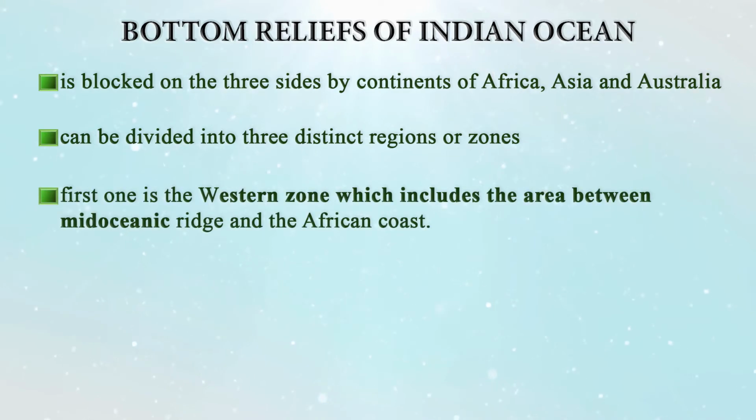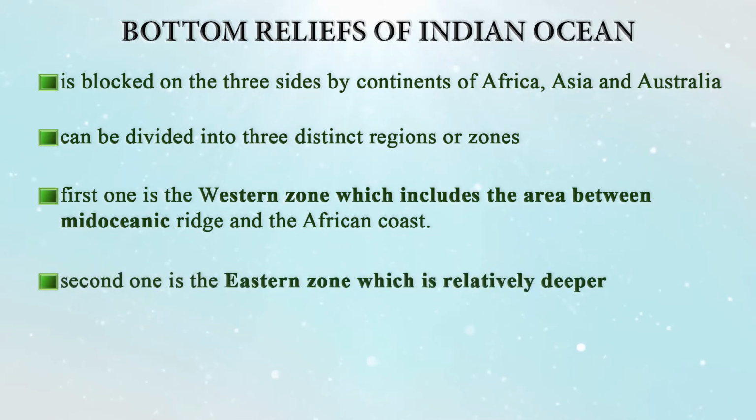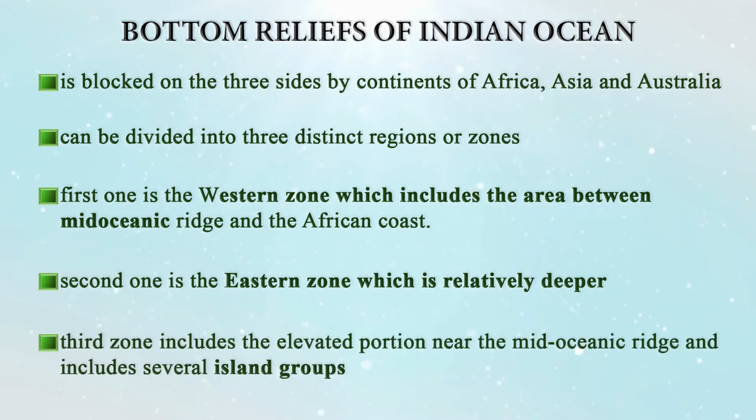First one is the western zone, which includes the area between the mid-oceanic ridge and the African coast. The second one is the eastern zone, which is relatively deeper, and the third one includes the elevated portions near the mid-oceanic ridge and includes several island groups.